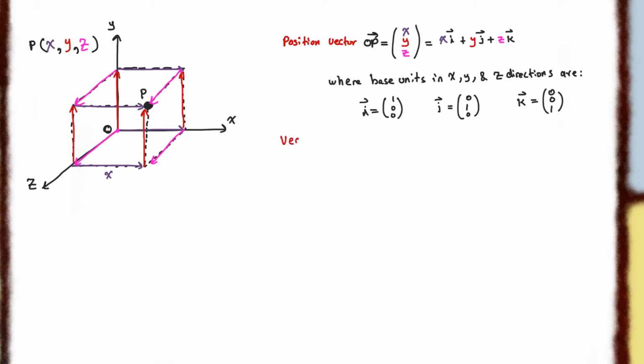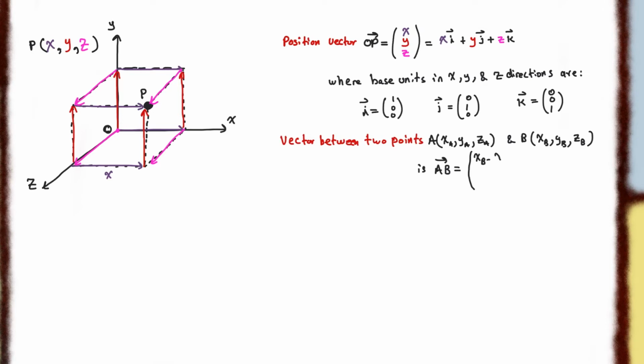The idea of writing a vector between 2 points still remains the same. So let's say we have 2 points, points A and B. A has components xa, ya, and za, and B has components xb, yb, and zb. The x component of vector AB will be xb minus xa, the y component is going to be yb minus ya, and the z component is going to be zb minus za. Those are the x, y, z components of point B minus the x, y, and z components of point A.